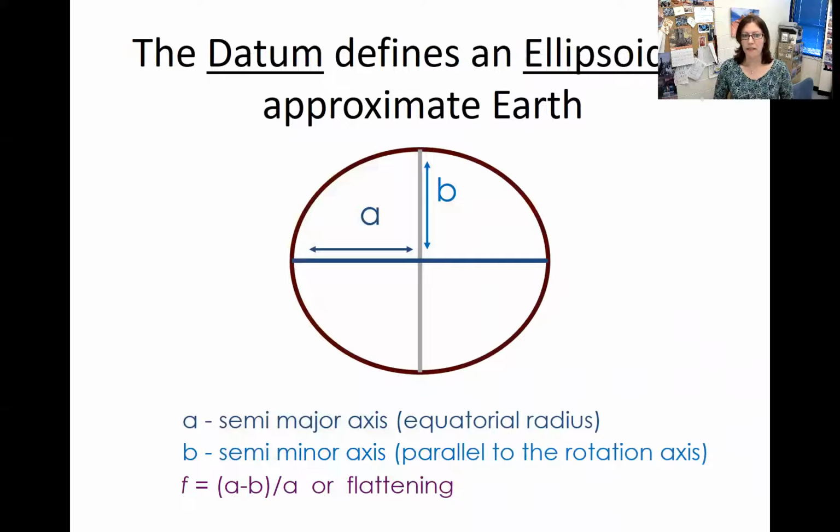So what the datum does, this is just a review from last week, the datum takes that lumpy, bumpy Earth and it defines a smooth ellipsoid that is an approximation of the Earth. An ellipsoid is like an ellipse, except in 3 dimensions, which means that it has 2 axes. One is going to be slightly longer than the other one. We call these the semi-major axis, the longer one, and the semi-minor axis, the slightly shorter one. What that gives us is this really nice geometry where everything is perfectly smooth along the surface of this ellipsoid.